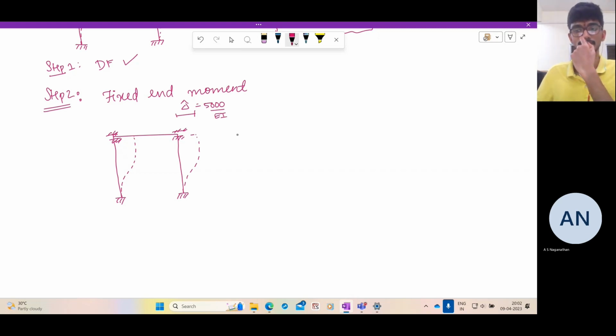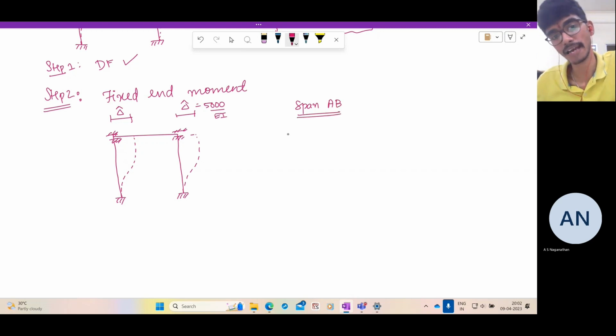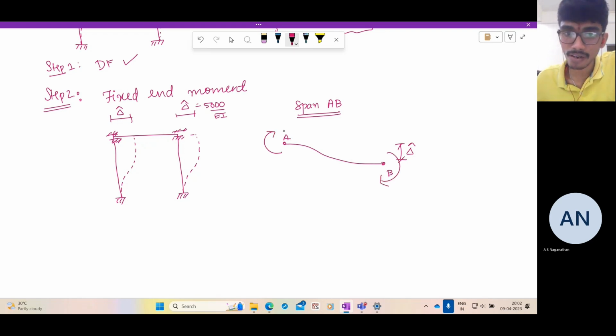So let us find the fixed end moments. For now, this is delta cap. If this member is axially inextensible, this is also delta cap. And what are the moments that are generated? Let us find them out. So let us consider span AB. Span AB is something like this. This is A, this is B. You have a delta cap. And what is the moment that is generated here? MABF, MBAF. There is no rotation.